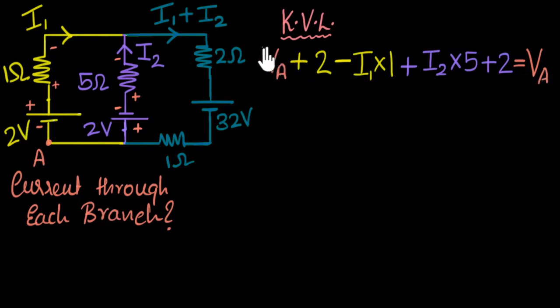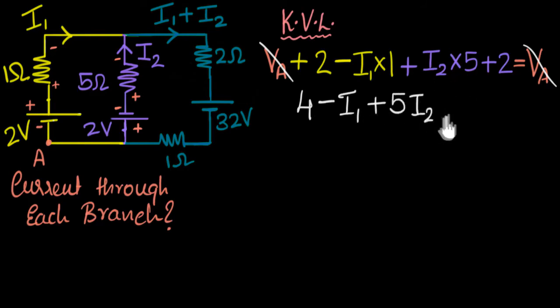Okay, now all I have to do is go ahead and reduce this. So VA cancels out on both sides. And notice what I end up with. I end up with 2 plus 2 is 4 minus I1 plus 5I2 equals 0. One equation down, one more to go.